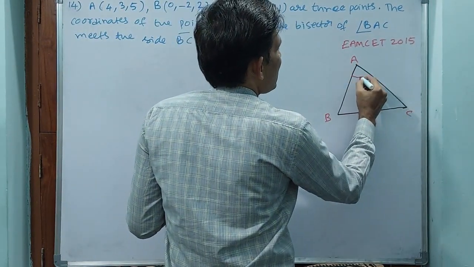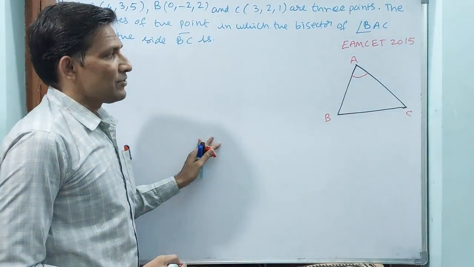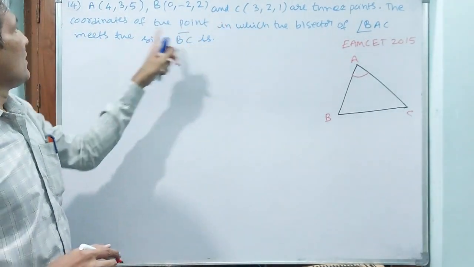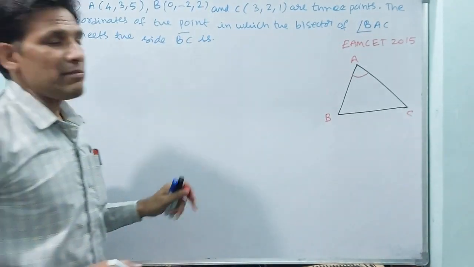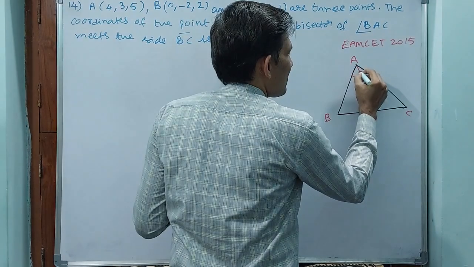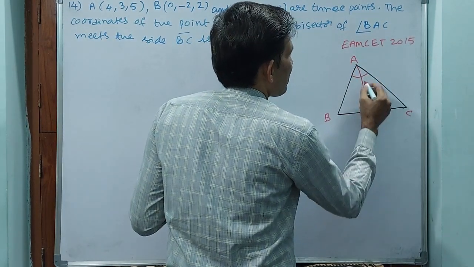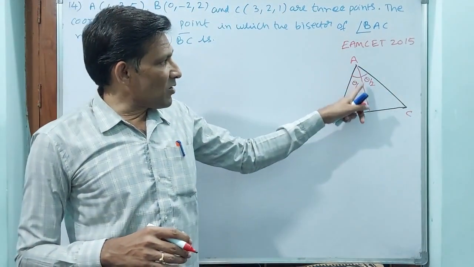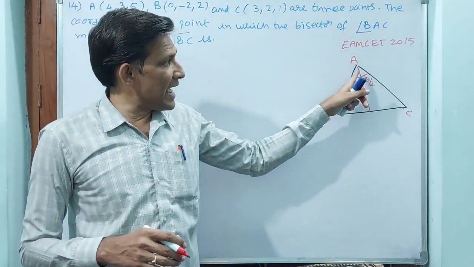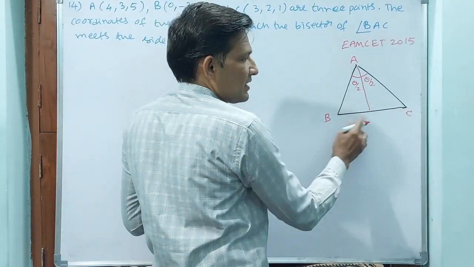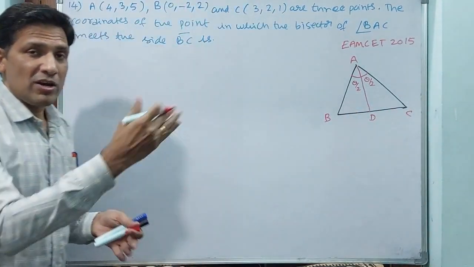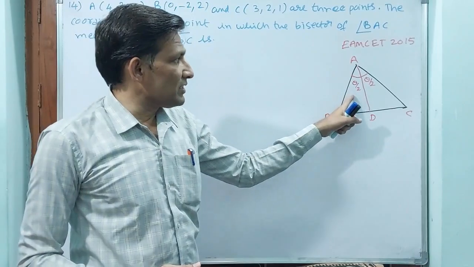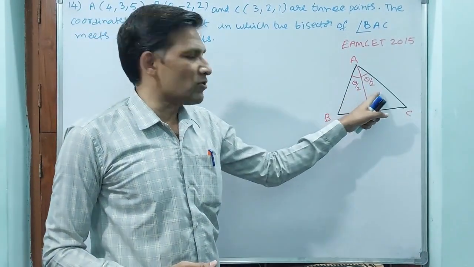Angle BAC means this will be angle theta. I have not written theta because there is a purpose. The bisector of the angle is going to divide it into theta by 2, theta by 2. Bisector of an angle means it divides the angle exactly 50%, but it may not be the exact division of BC. Bisector of a side means exactly BD equals DC. Bisector of an angle means theta by 2 equals theta by 2, or alpha equals beta, like that also you can take.